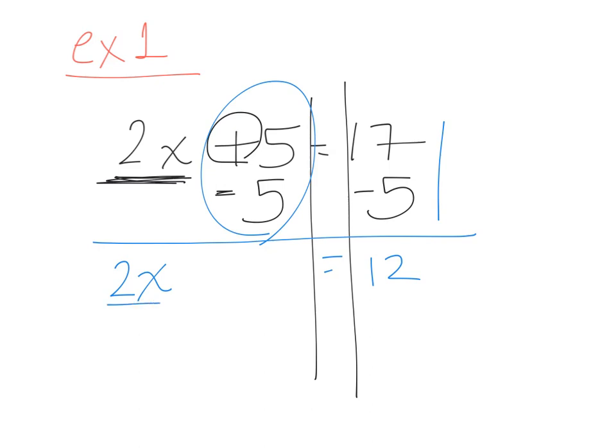We want to undo what's happening to x. Right now, x and 2 are being multiplied, so we want to divide. Undoing is by dividing. So 1x, because 2 divided by 2 is 1, equals 6. Okay? So our answer is x equals 6, but of course we have to check it. Are you ready to check it?